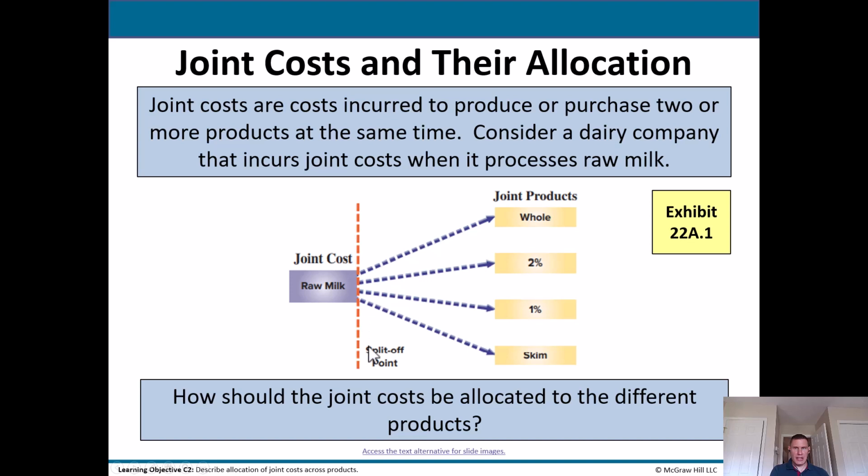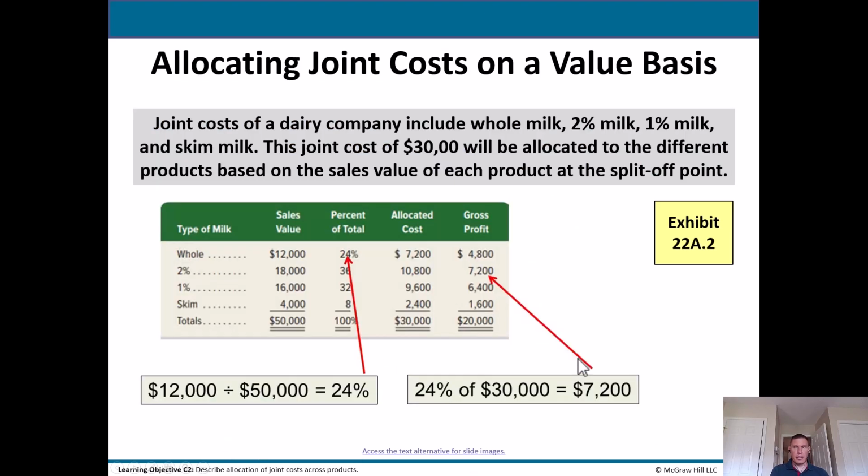This is what we call the split off point, where you can take that raw milk and make different things with it. So they can make whole milk, they can make 2%, they can make 1%, or they can make skim. So the question is as follows: how should the joint costs be allocated to the different products? If we're going to allocate them on a value basis, that's a very common way to do this.